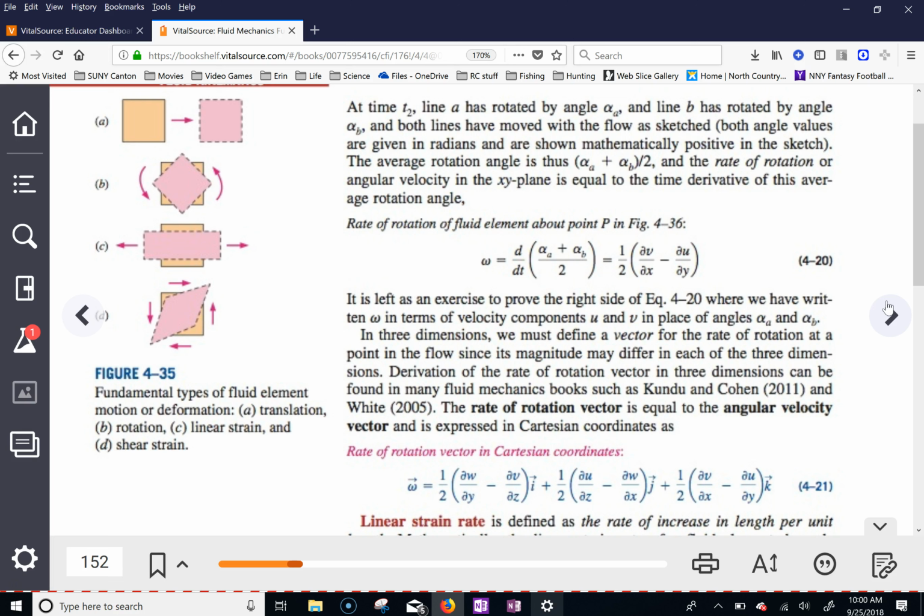This is your linear strain rate. Does it stretch in X? Does it just stretch in the Y? And then here is where it pinches because you got a shearing effect. That is your shear strain rate. Okay.